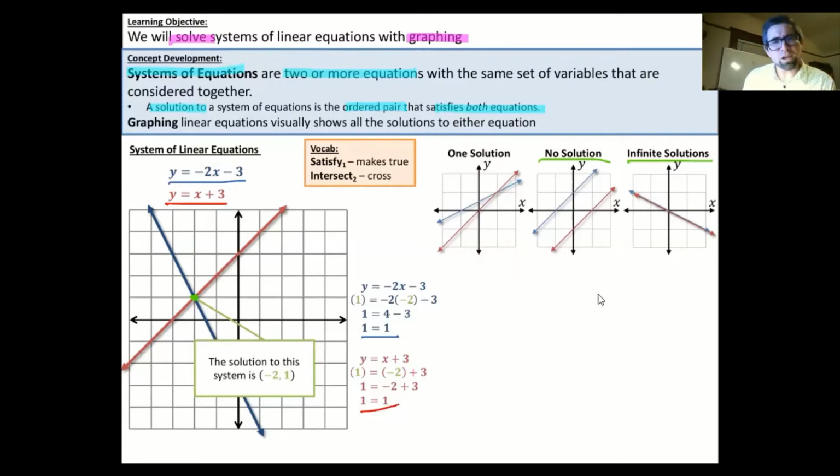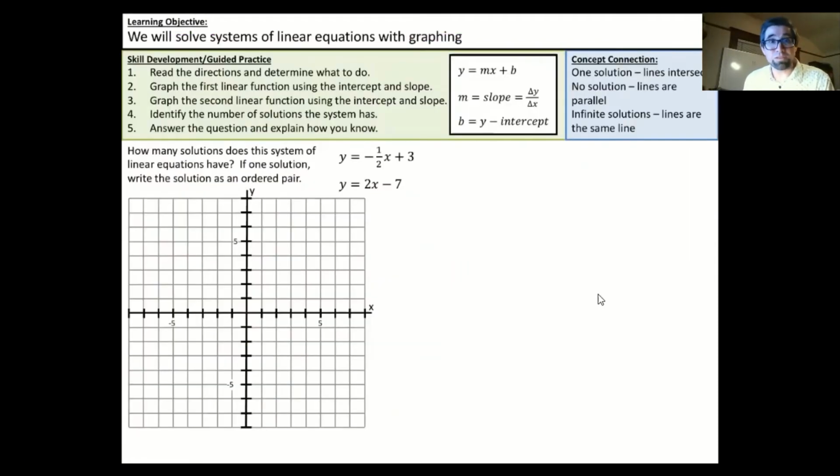So when we are talking about systems of equations, we're talking about two equations, and we're thinking about them together as a unit. And when we are solving them, we're looking for the point that satisfies both, meaning the point that makes them both be true. On a graph, we're looking for the point of intersection between the lines. Let's go to the skill. So here for the skill, I'm going to go through step 1, 2.